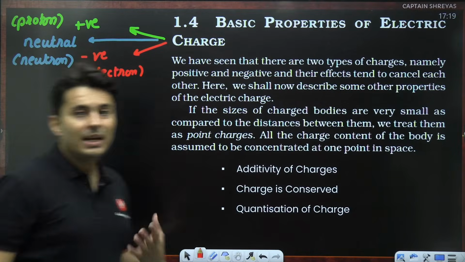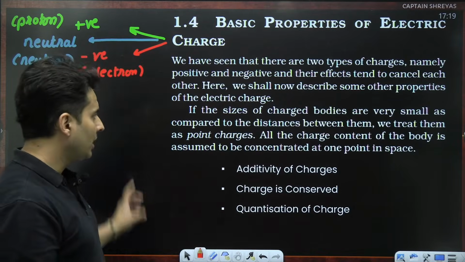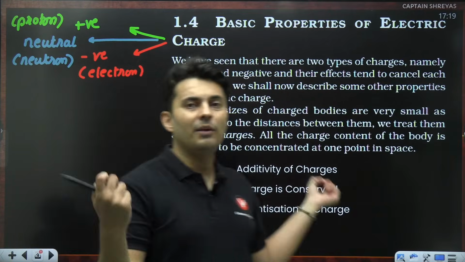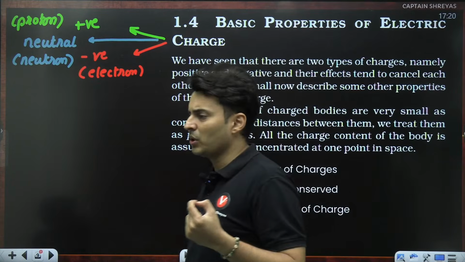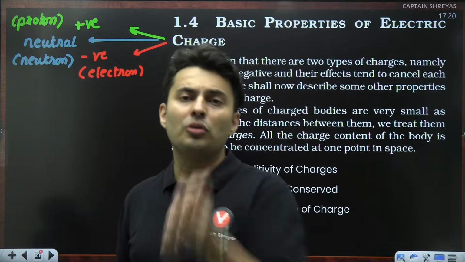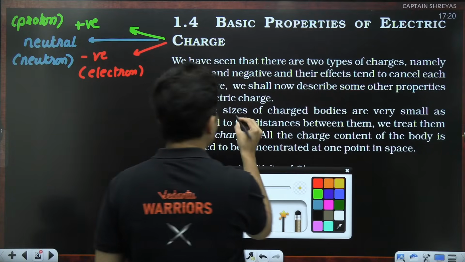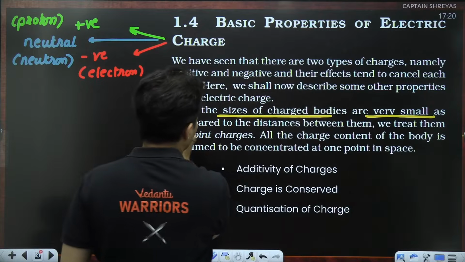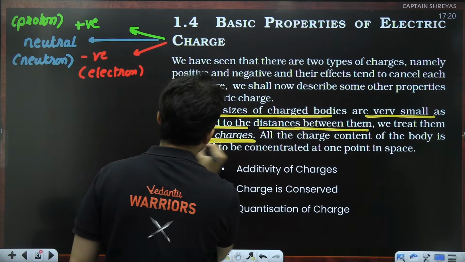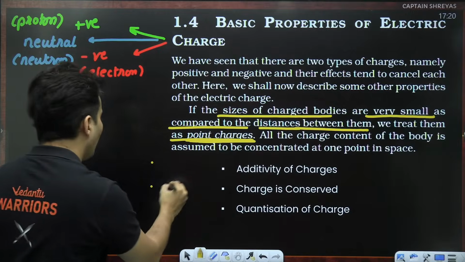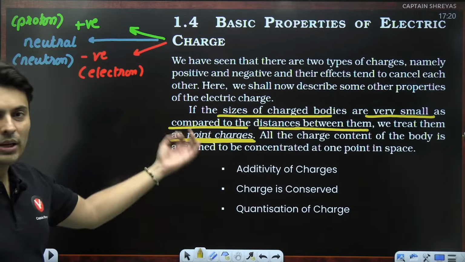So what are the basic properties? There are three major properties: addition, conservation, and quantization. We'll talk about it. But remember, most of the times we treat charges like point charges because the size of a proton, an electron, a neutron for our day-to-day activities is so small, you can treat it like a point. The size of the charges is very, very small as compared to the distances between them. Hence, we treat them like point charges.